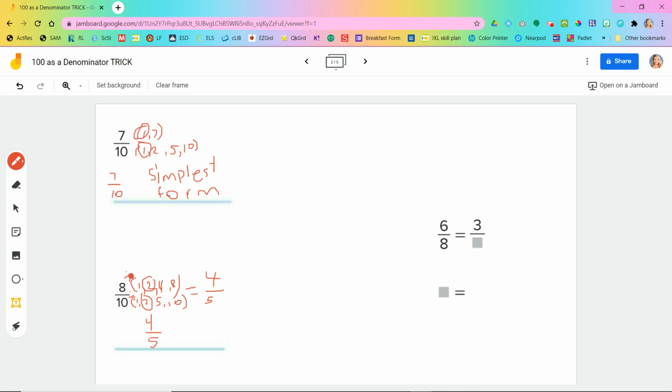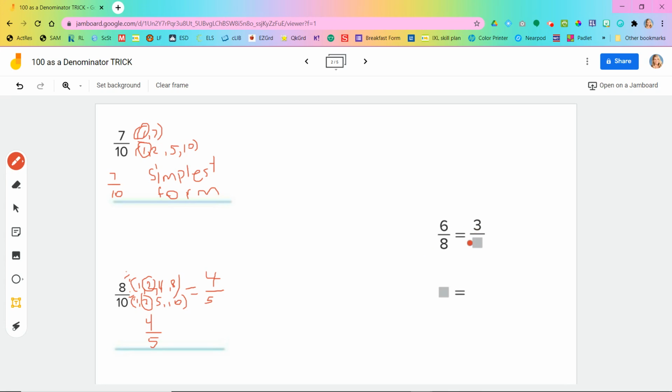Just note that because I did follow that golden rule, I divided by the same number, top and bottom. 8/10 and 4/5 are equivalent. So simplest form is another way to determine if your fractions name the same amount, if they're equivalent. On your classwork, you're also going to have problems like this where they throw in some of the equivalent fractions. And all you got to do is double check that golden rule.